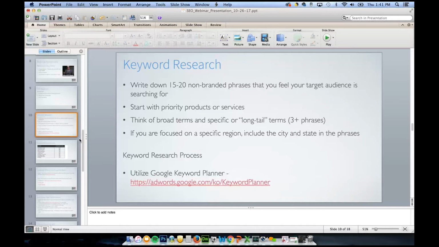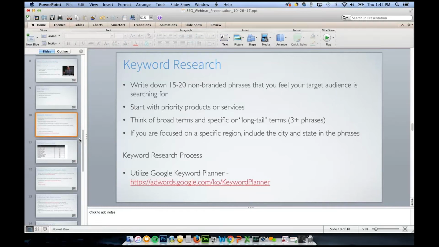So for Mark, it was Mark and Bruening Glass, it was crystal repair, and something specific like long tail, or what people in the industry call long tail terms. So these are phrases of 3+ words, phrases that are longer than 3 words. So for Mark, it was antique glass repair, Miami, Florida, something along those lines. Again, it's notable that I brought that up. If you're focused on a specific region, include the city and state in the phrases.